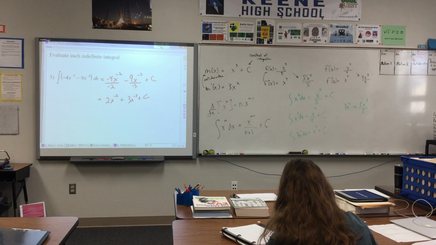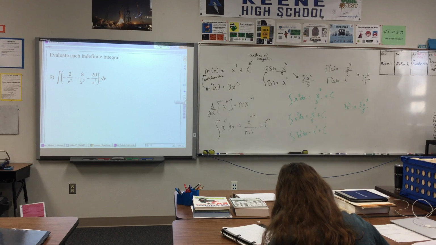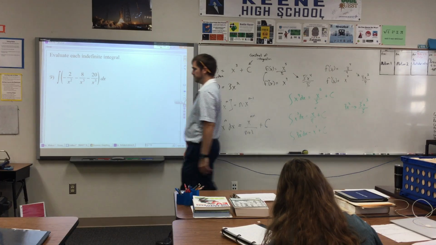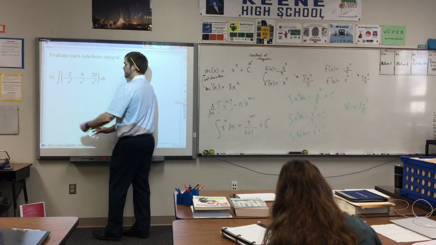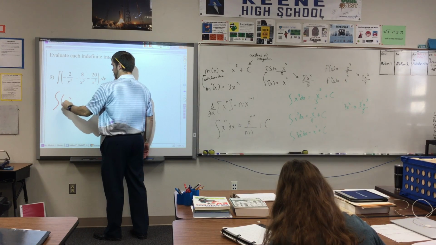Chloe, pick another odd problem for us. Number 9. Okay. Well, that's just the reverse process of what I just said a second ago. Just tell me, how would you rewrite this problem, and then we'll move on. You rewrite it to x to the -2.